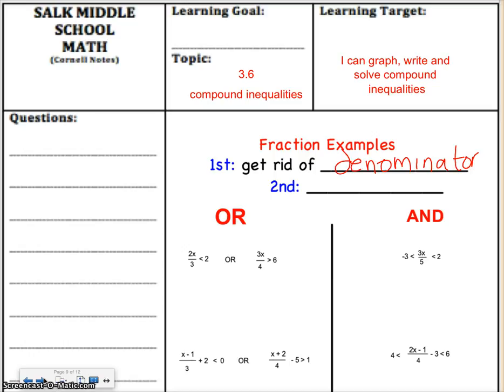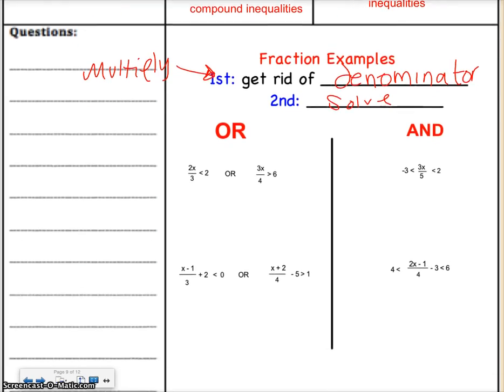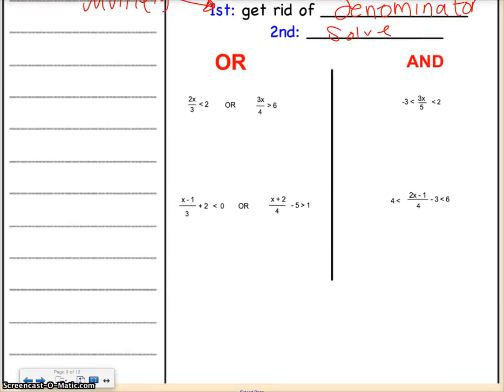How? I'll tell you how. You multiply. So to get rid of a denominator, you multiply through and it will cancel it out. And then you solve. So get rid of the denominator and then solve it. All right, here I go. I'll just do one example for both so I don't waste your time too much on this.